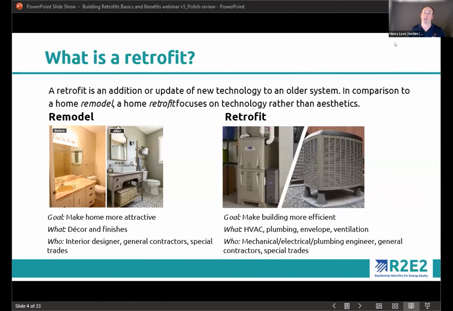You're usually updating HVAC systems, heating, ventilation, air conditioning, plumbing, and the building envelope: insulation, air sealing, windows, and ventilation. This is usually completed by mechanical, electrical, plumbing, engineering contractors, general contractors, and specialty trades.